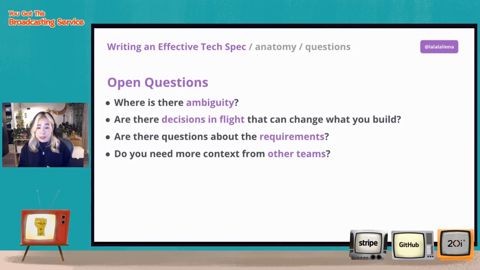And next, we want to ask if there are questions about the requirements. Are there things that you are just generally unclear about?